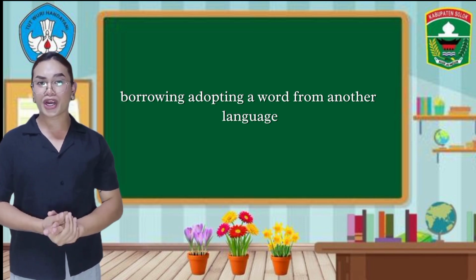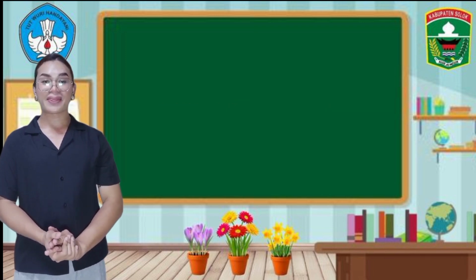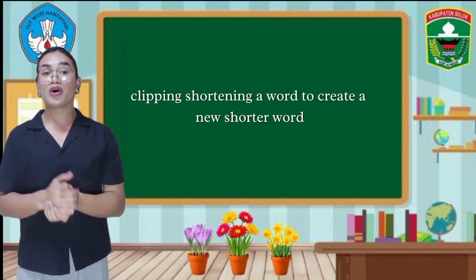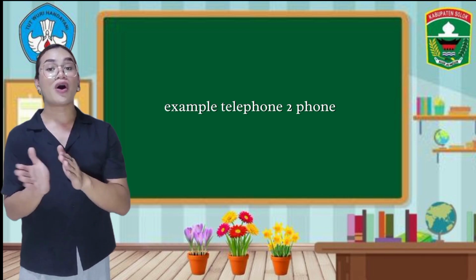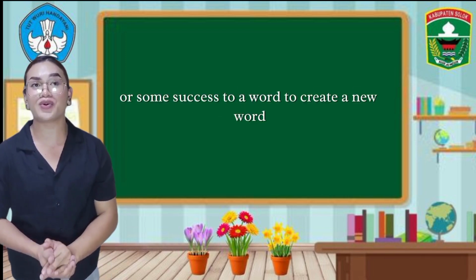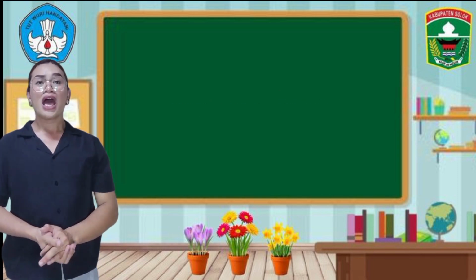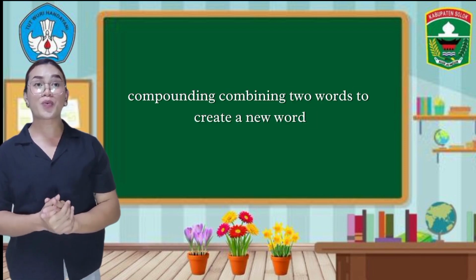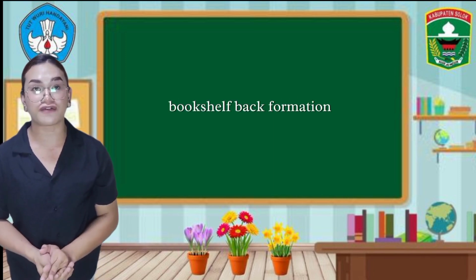Borrowing. Adopting a word from another language. Example, sushi from Japanese. Clipping, shortening a word to create a new shorter word. Example, telephone to phone. Affixation, adding prefixes or suffixes to a word to create a new word. Example, happy, happiness. Compounding, combining two words to create a new word. Example, book plus shelf, bookshelf.